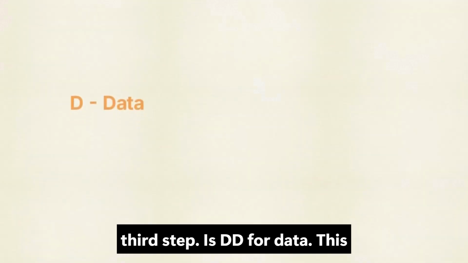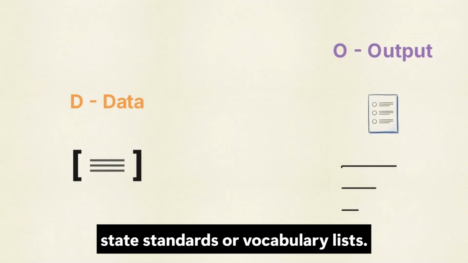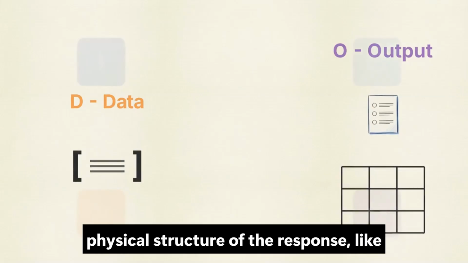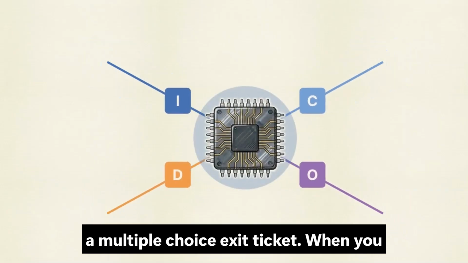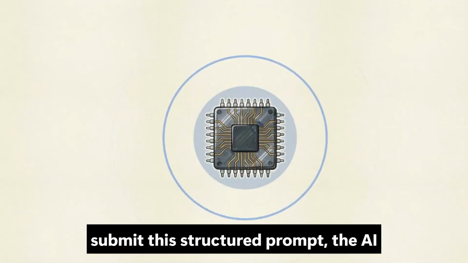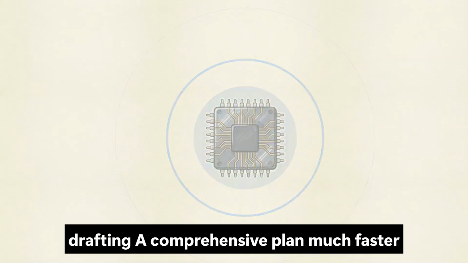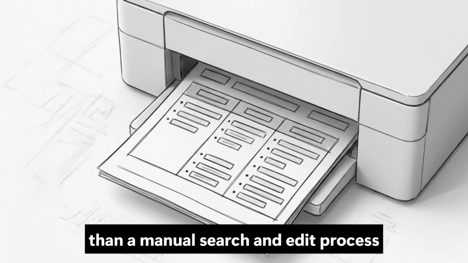The third step is D for data. This is where you paste raw materials like state standards or vocabulary lists. Finally, O for output dictates the physical structure of the response, like asking for a 3-column table or a multiple-choice exit ticket. When you submit this structured prompt, the AI processes all these variables at once, drafting a comprehensive plan much faster than a manual search and edit process.